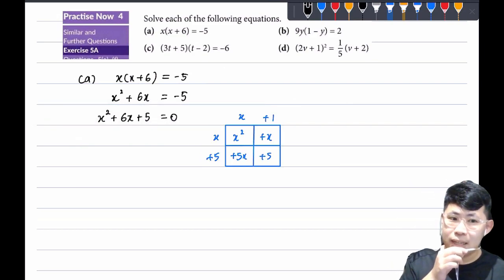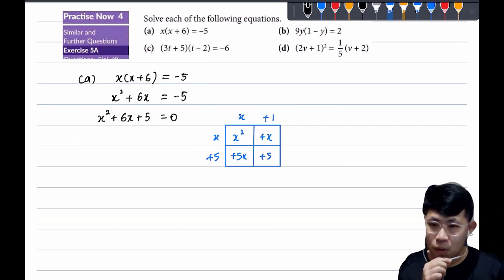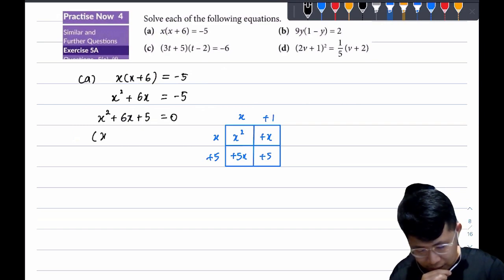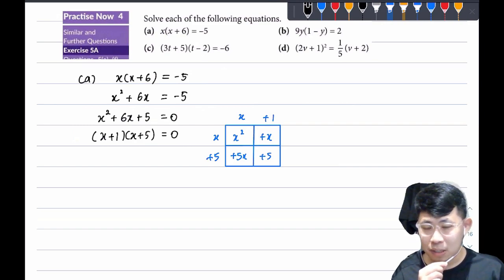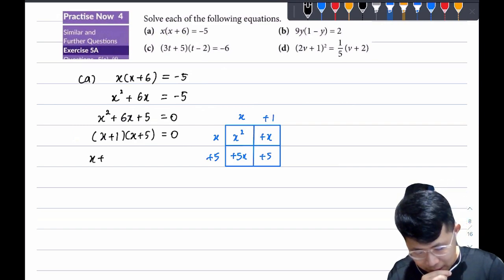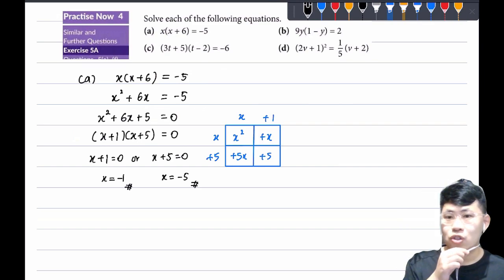So once again, how do we solve? We can solve it by factorizing, like with the factorizing box over here. We have (x plus 1)(x plus 5) equals 0. So x plus 1 equals 0, or x plus 5 equals 0. So x equals negative 1 or x equals negative 5. So we have two answers for question A.